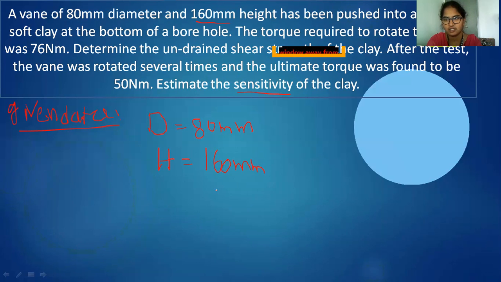So the first torque T1 is equal to 76 Newton meter. Next, after rotating several times, the torque changed; the ultimate torque was found to be 50 Newton meter. Now we can calculate the sensitivity.